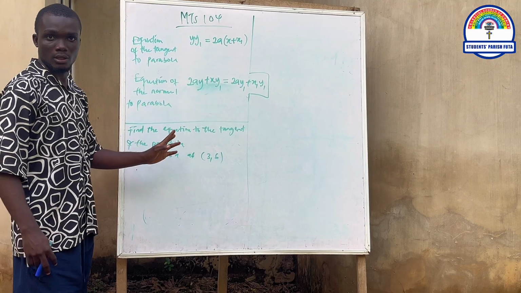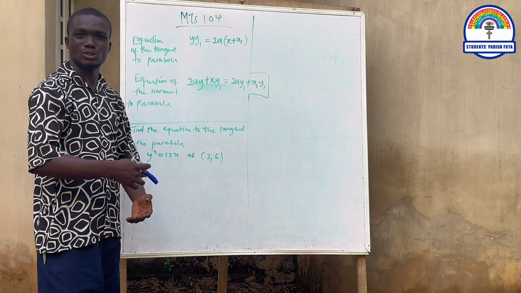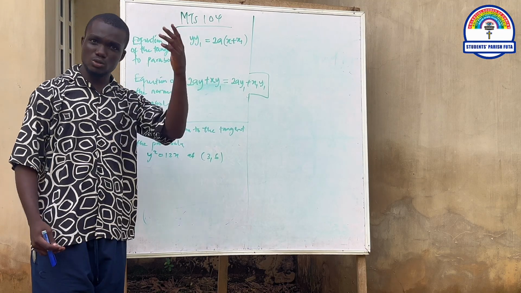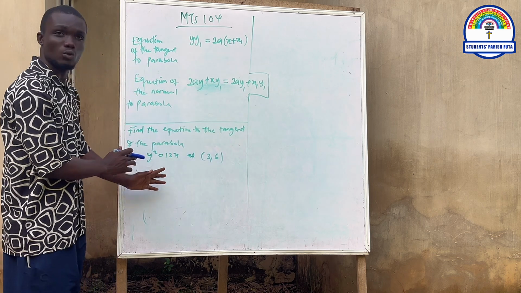So this is the equation of the tangent to a parabola and the equation of the normal to a parabola. For you to understand what the tangent and normal to a curve mean, go back to the previous video on the circle. Here we are just going straight forward.